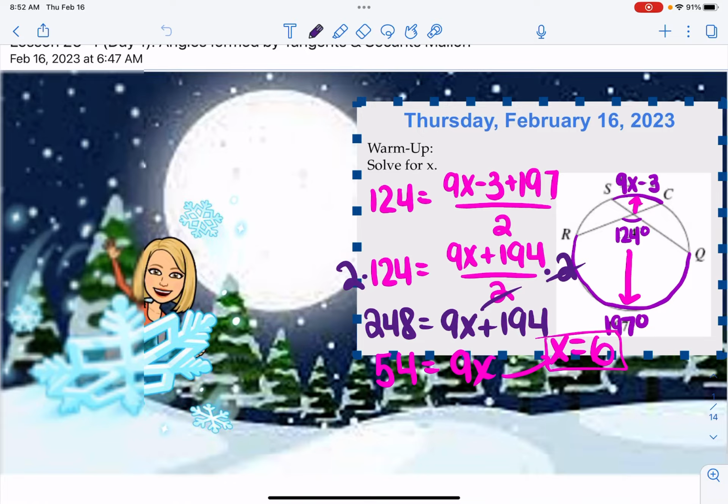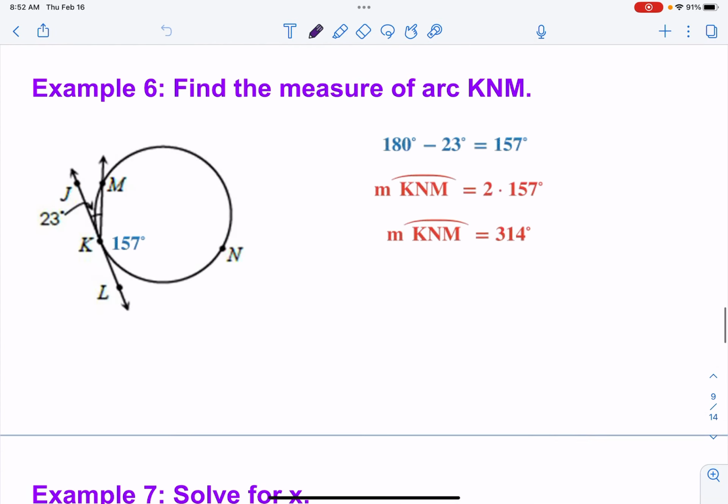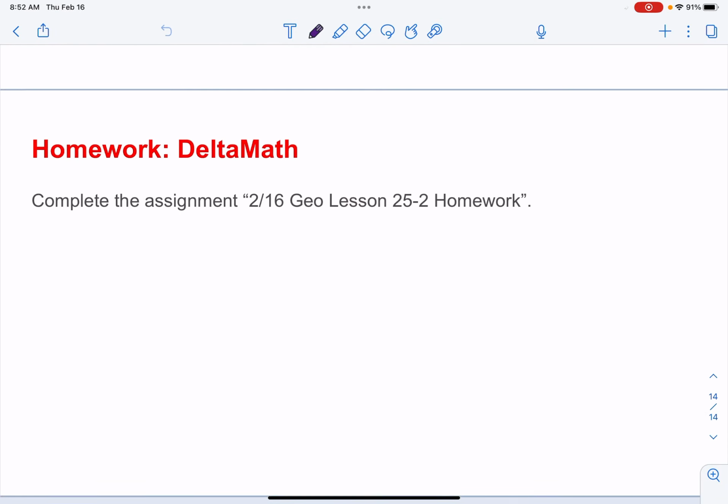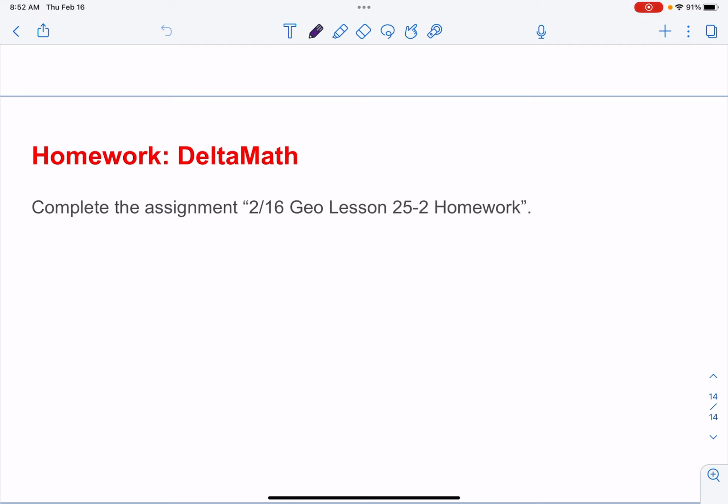Okay. The homework is going to be the Delta Math. That's on Delta Math. It's 2-16 G lesson 25-2 homework. Okay. I'm giving you the rest of the time to work on it. I'm also going to check in the homeworks and then also pass back the quizzes. Okay. This is already posted to Google Classroom, and I'll also post this recording right now to Google Classroom.